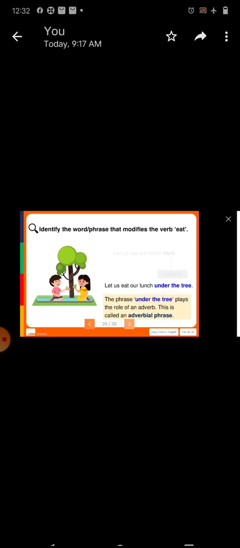So let us learn the adverbial phrase now. Let us eat our lunch under the tree. So where are they taking their lunch? They are taking their lunch under the tree. Here the phrase under the tree describes the verb eat by answering the question where. So here you can see it plays the role of an adverb, so it is called an adverbial phrase.